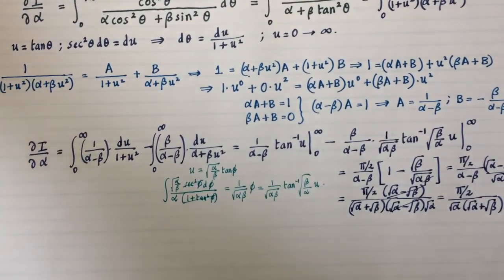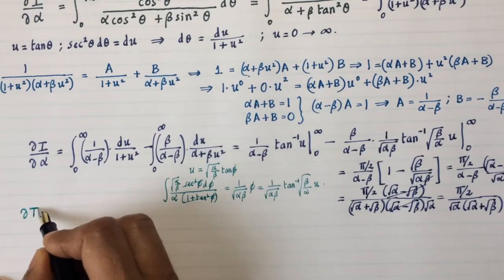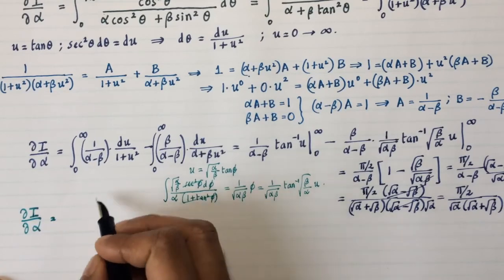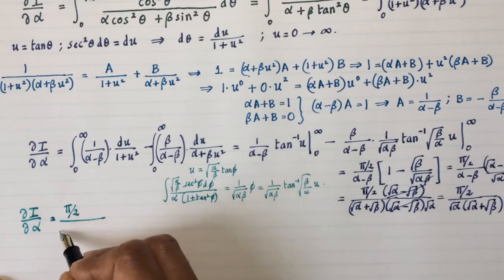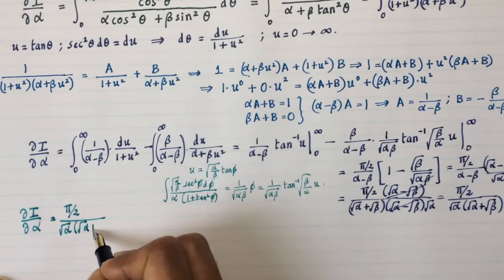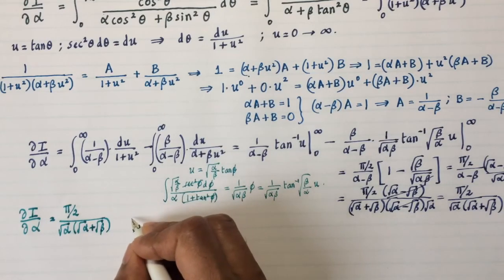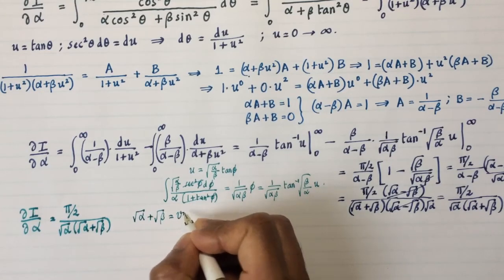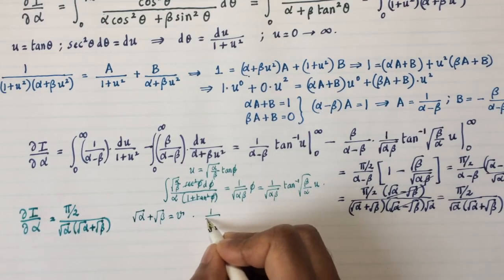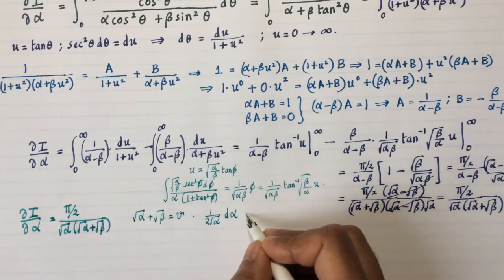So let me recap what we have done. Just take a couple more minutes. So del I by del alpha has been shown now to be pi over 2 divided by root alpha times root alpha plus root beta. Now I'm going to make another u substitution, or rather I'll call it a v substitution this time because u has already been used. So I'm going to use square root of alpha plus square root of beta equals some quantity v. Then 1 over 2 root alpha d alpha, because I'm going to try to integrate this again, is going to be dv.